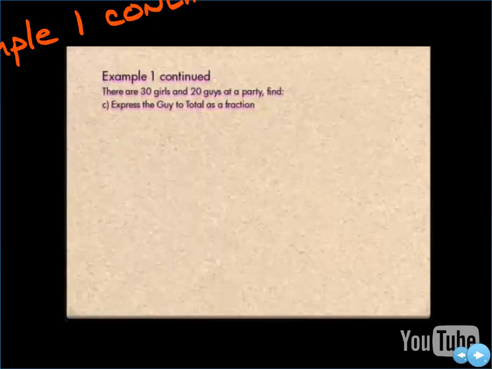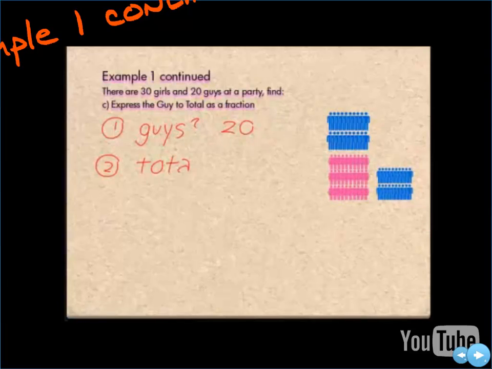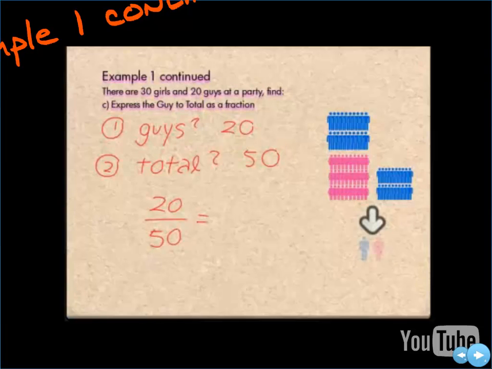Now what I want to do is express the guy to total, but not as a ratio this time, but as a fraction. So 1, the number of guys at this party. What is it? Well, it's 20, given in the question. The total number of people, I already know what this is. I found it in part B. It turns out to be 50. So expressing the guy to total as a fraction, it is simply 20 over 50, or simplified as 2 over 5.